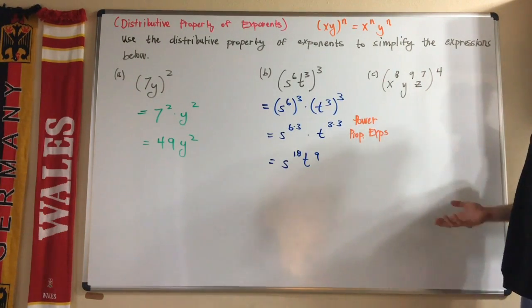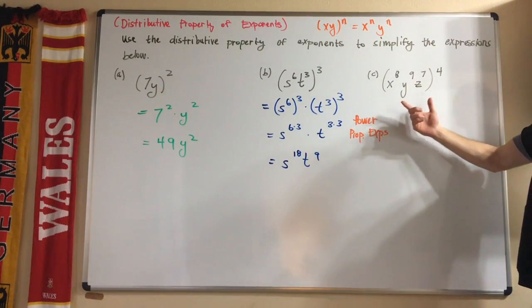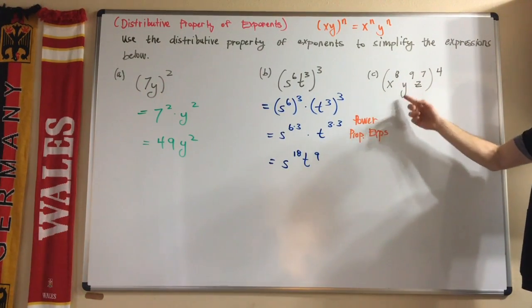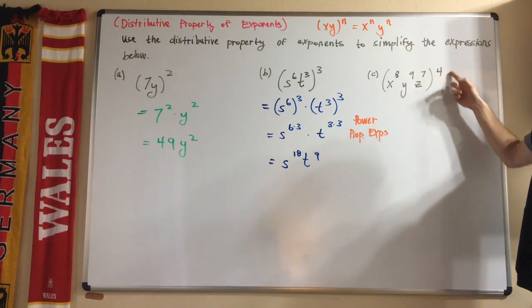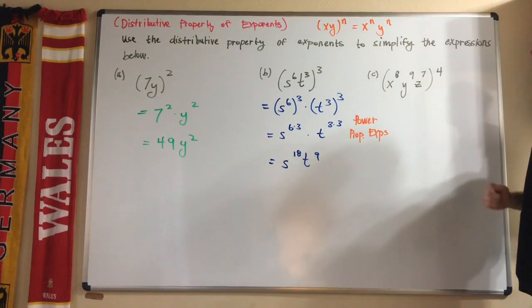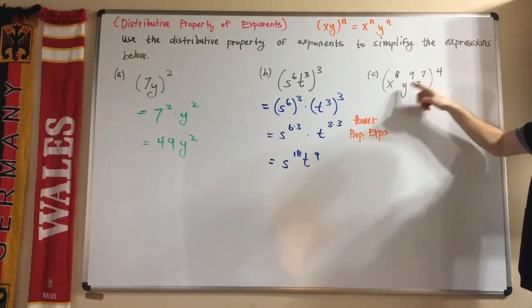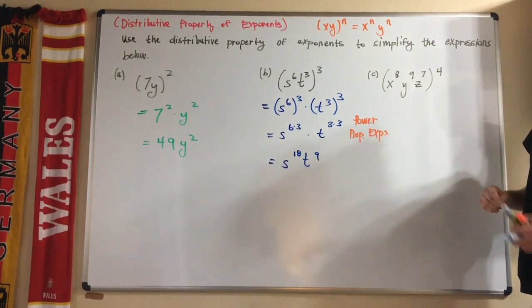So how is this problem a little bit harder or more difficult or different? Basically, this product now has 3 parts to it. It has an x part, a y part, and a z part. So when we distribute this 4th power, we're going to distribute that 4th power to all 3 of those parts. Again, we're going to take this 4th power to x to the 8th, we're going to take the 4th power of y to the 9th, and we're going to take the 4th power of z to the 7th.